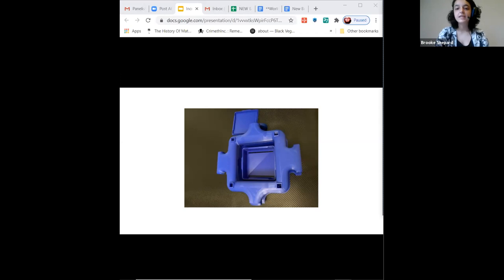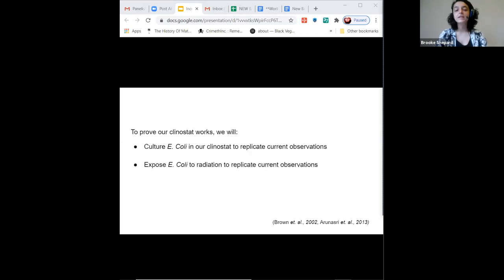And once it's fully 3D printed and the design is complete, we also need to make sure that we can prove that our clinostat does what all the other clinostats do. So to be able to do this, we want to culture some E. coli in our clinostat to replicate all the current observations that we see in other clinostats and in space as well. And then after that, we're going to do the same thing, but expose our samples to radiation as well to replicate those current observations that we see in all the other clinostats and in the space environment.